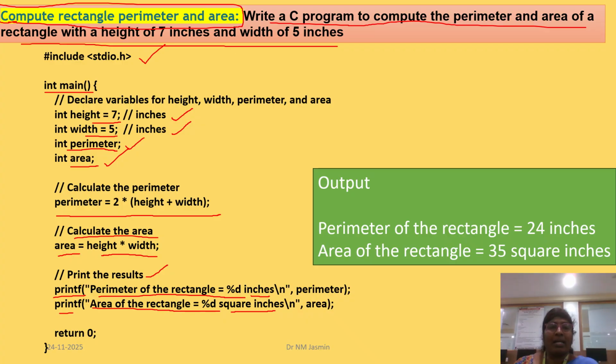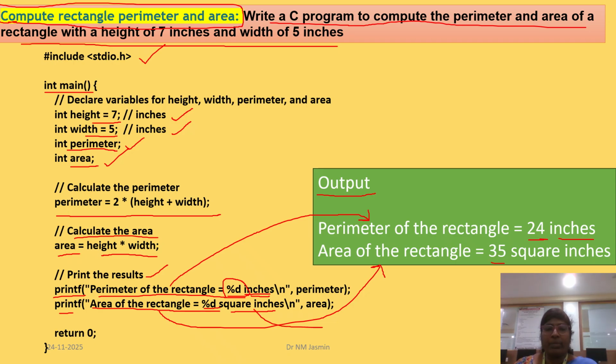Compile with 0 errors and run this program. Automatically you will get the same output here. In the first printf, we have the perimeter of the rectangle equal to, so here it represents the integer, that is 24, and the dimensions are inches. In the next printf, it is the area of the rectangle, and here I have taken that it is also an integer and the dimensions are square inches.